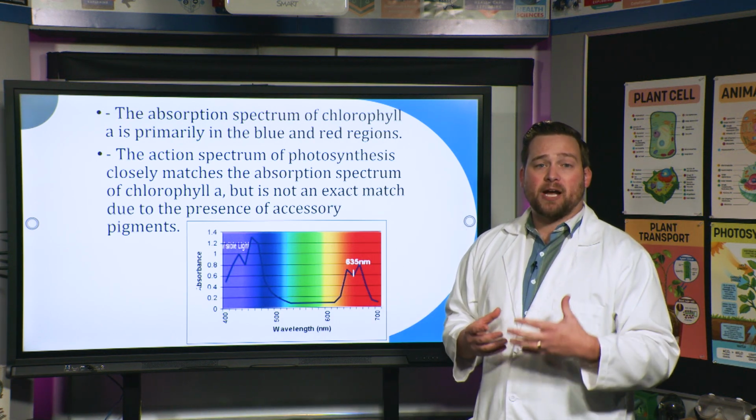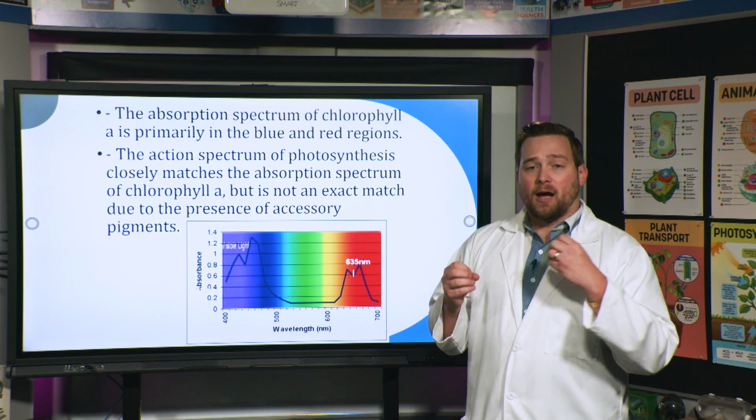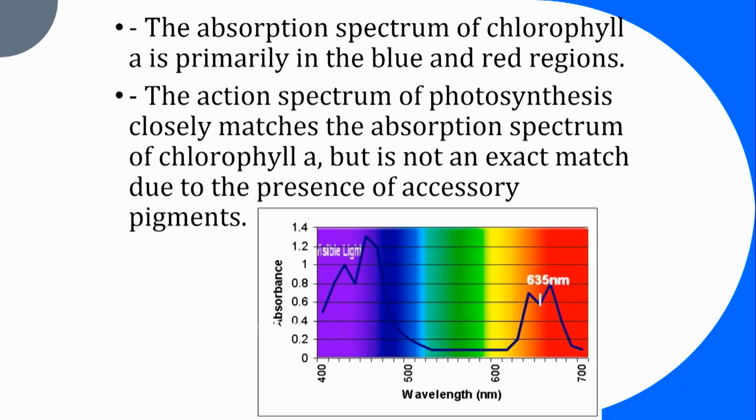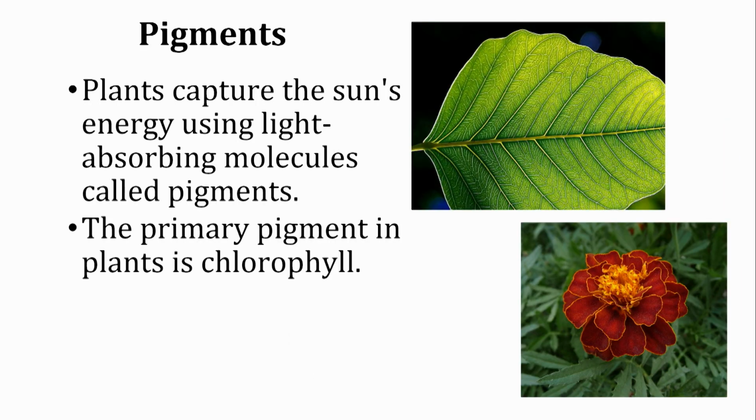The absorption spectrum of chlorophyll, there's a couple different types of chlorophyll. The most important one is called chlorophyll A. Chlorophyll A primarily absorbs energy in the blue and red spectrum. Okay, the action spectrum of photosynthesis closely matches the absorption spectrum of chlorophyll A, but not exactly, and we'll talk about that in just a second. There's a lot of different types of chlorophyll inside of chloroplasts other than just chlorophyll A.